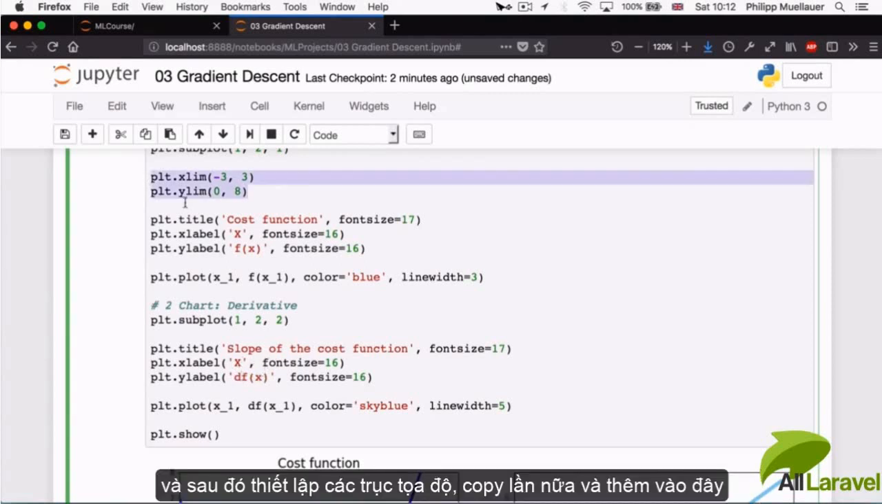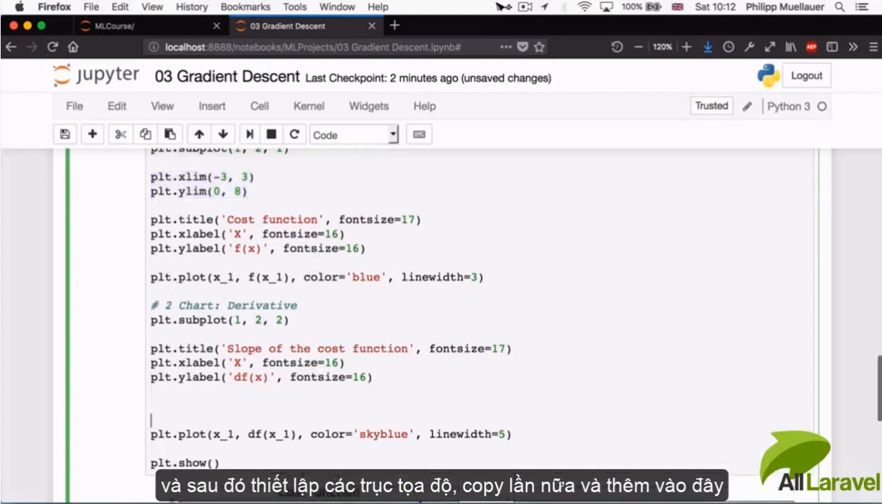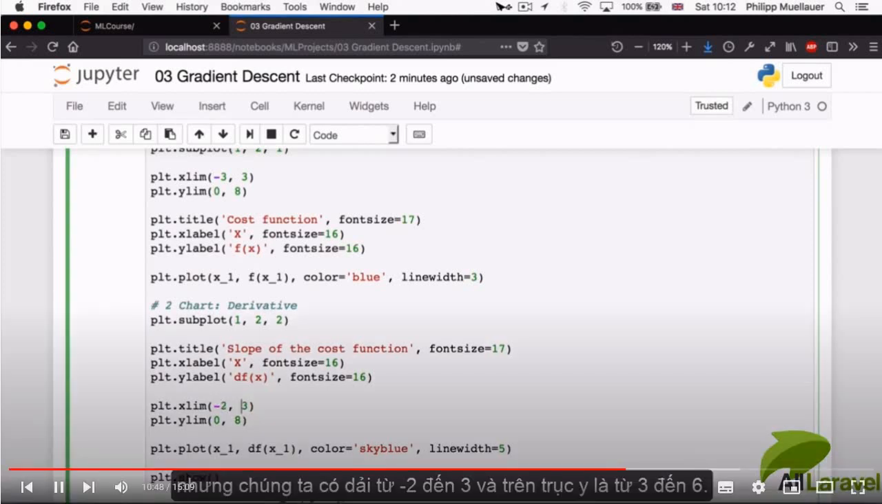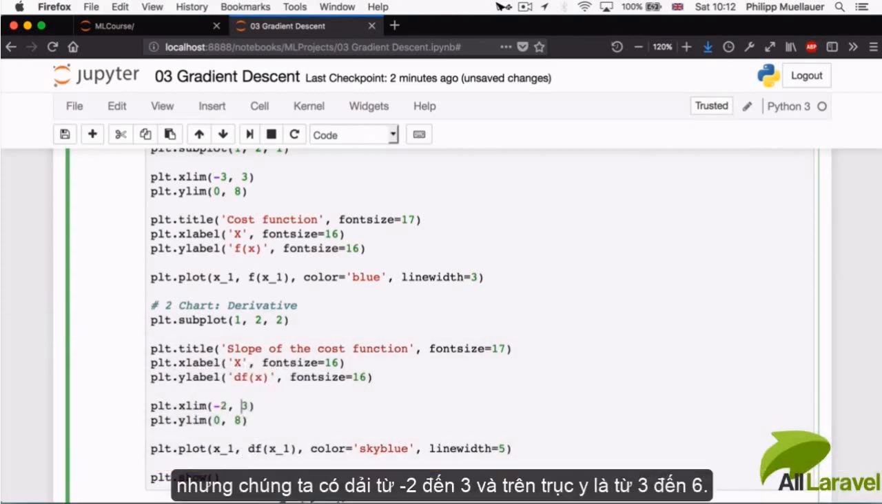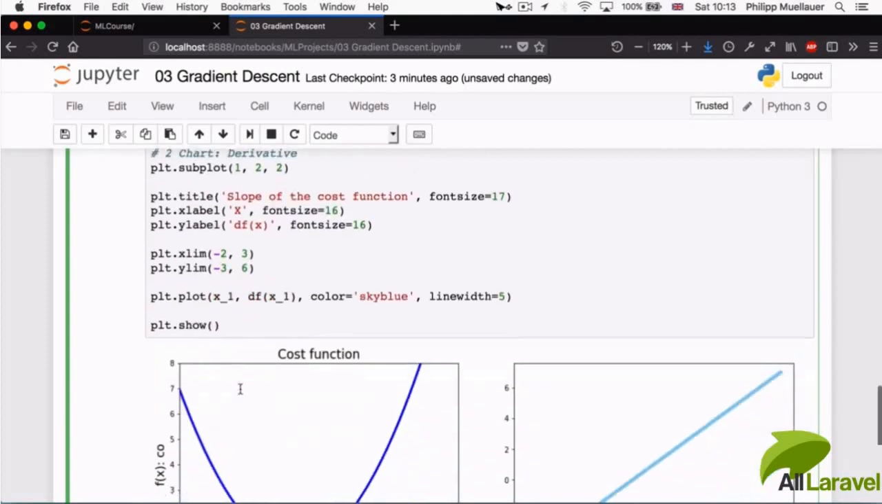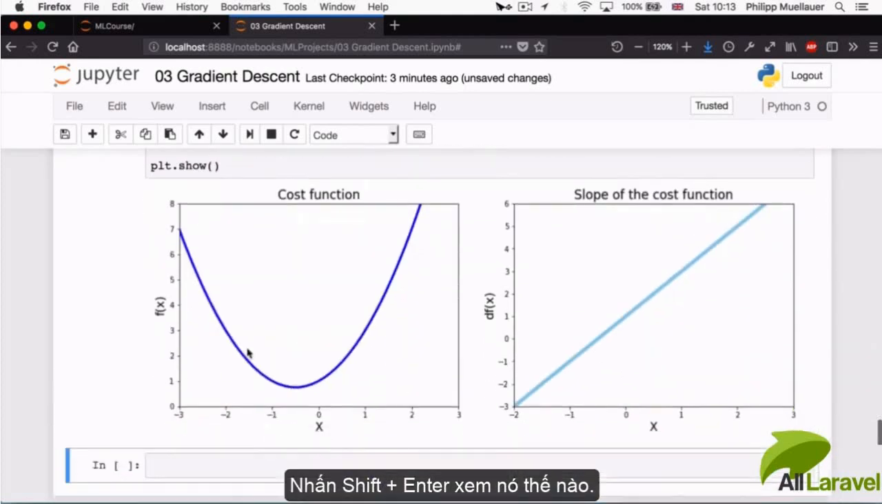And then I'm also going to set the axes. So again, I'm going to copy xlim and ylim and add this down here, but I'm going to have it go from maybe -2 to 3, and on the Y from, say, 3 to 6. Oh, sorry, -3 to 6. Yeah. So Shift Enter, see what it looks like.